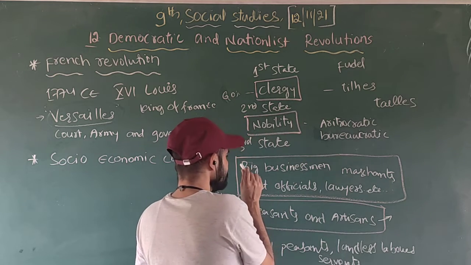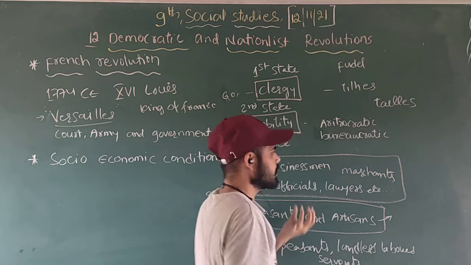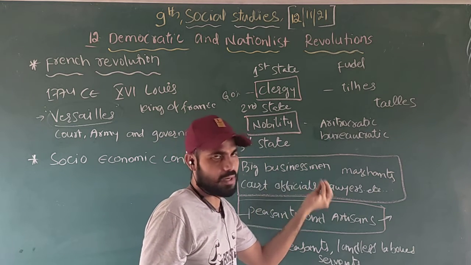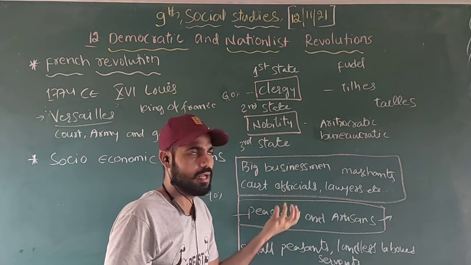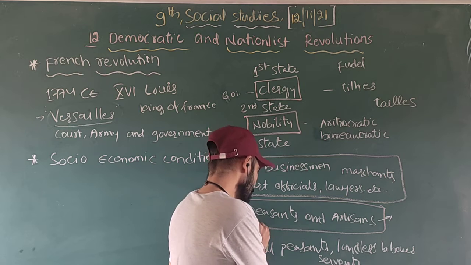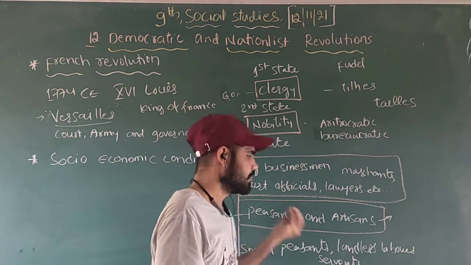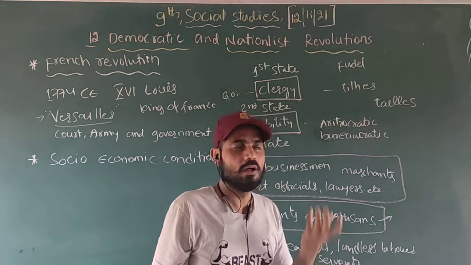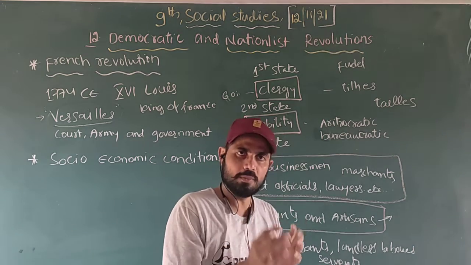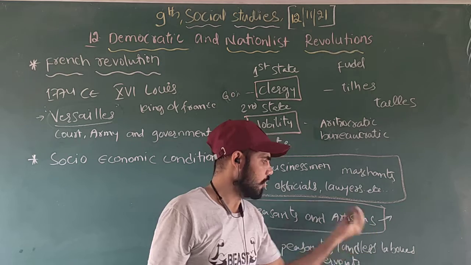The rich are the big businessmen, merchants, court officials and lawyers. They come under the third estate but they are in a better position compared to the other two. Second, the peasants and the artisans. What does peasant mean? Peasants means the farmers. Artisans means groups of people who do a certain work.